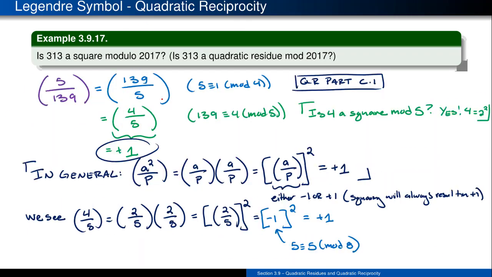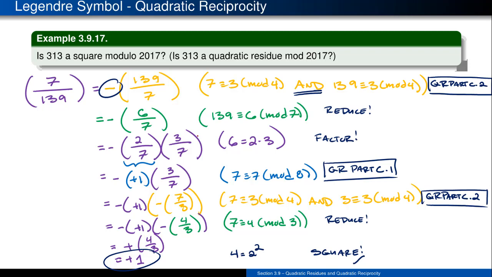For the other one, we're going to have to do a little bit of flip-flopping. So I have the 3 Legendre 7. If I flip those ones, you can see that both 3 and 7 are 3 modulo 4. So when I flip them, it emerges as a negative, which is not great, but it's not terrible either. So then if I reduce the 7 mod 3, I emerge with a 4. And at that point in time, again, we know that 4 is a perfect square. So I know that that thing is going to turn into a 1 because 4 is a perfect square mod 3. So that object is going to be my plus 1. I got two little negative signs, which are going to return as a positive 1.